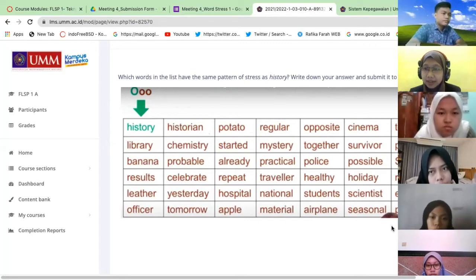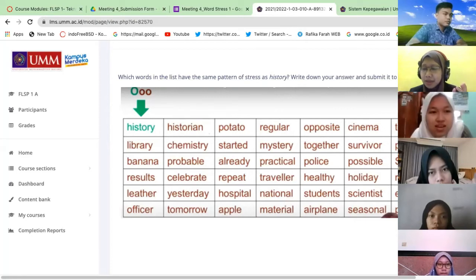Is it clear enough? Yes, ma'am. If you find any difficulties, you can consult into dictionary and you try to listen. If you maybe doubt about your answer, you can consult to your dictionary, either printed or online one, listen to the audio, and you can find which one is the stress placed. All right? Okay, so that's simple.